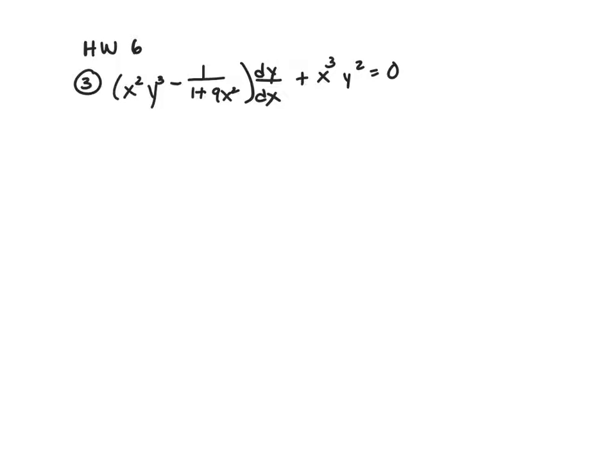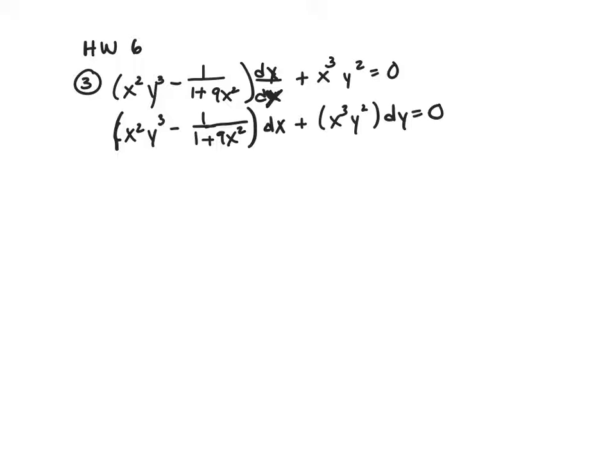Need to get this in proper form first because I believe this is going to be exact. So let's multiply every term by dx. So this will be a dy. Oh, that's dx dy. Good grief. Dx dy. So I'm going to put everything by dy. So that gives me a dx here plus x cubed y squared dy equals 0.